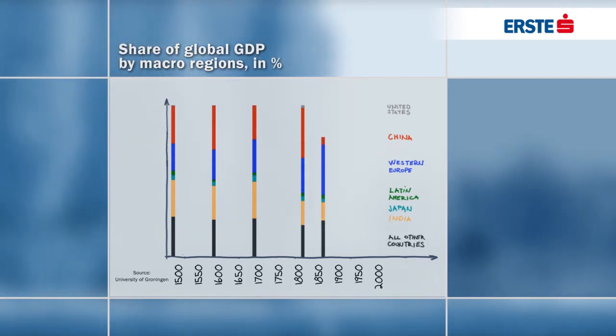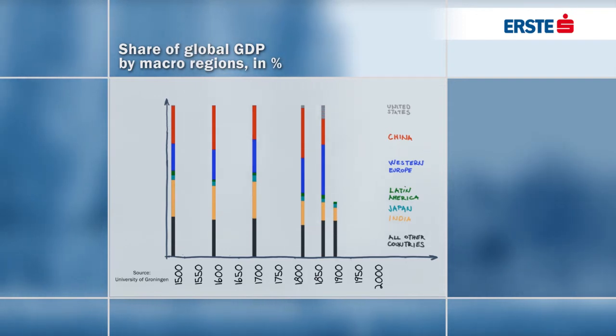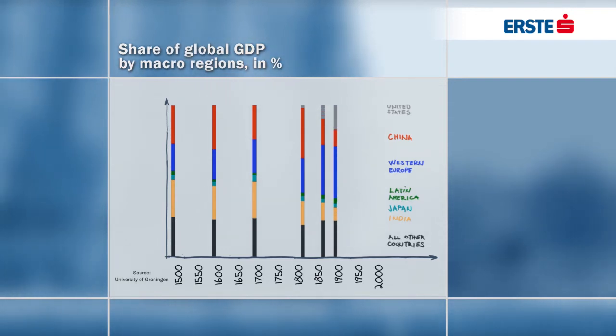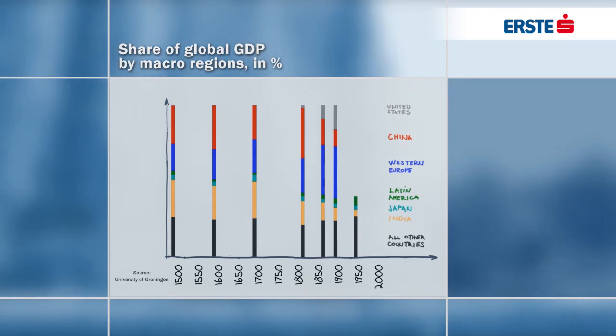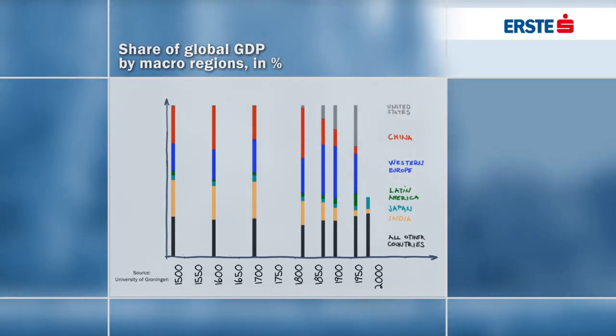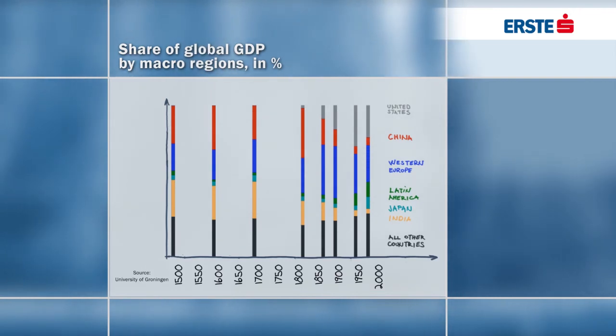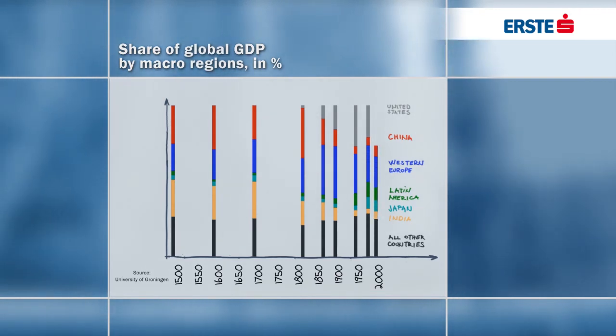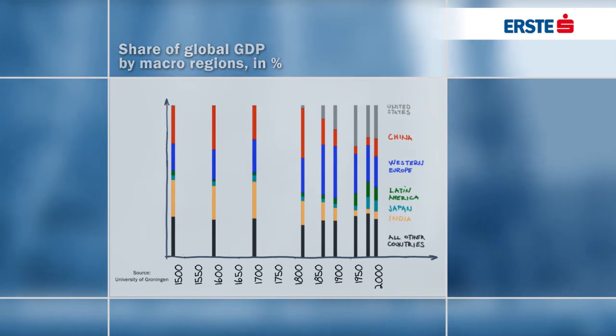With the Industrial Revolution, at first Great Britain and then Germany advanced, and with the strong immigration from overseas, the US also gained economic weight rapidly. In the 20th century, the US and the countries of Western Europe were the determining forces of the global economy. But in the 21st century, Asia will again become number one among the world's economic regions.